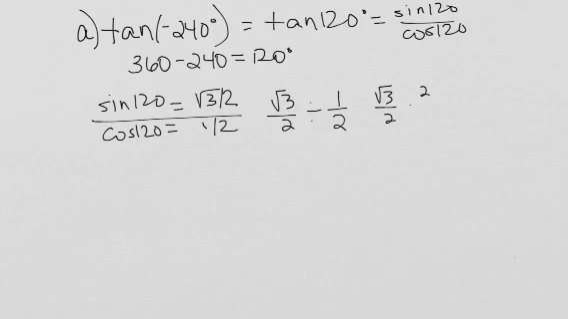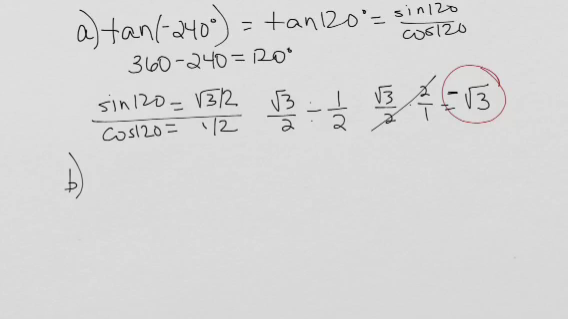Copy, switch, flip. The 2's cancel out, so the tangent here of negative 240 degrees is the square root of 3. The only thing that we need to consider now is that we are in quadrant 2. So if all students take classes, sine is positive, which means tangent needs to be negative root 3. Moving on to part B.